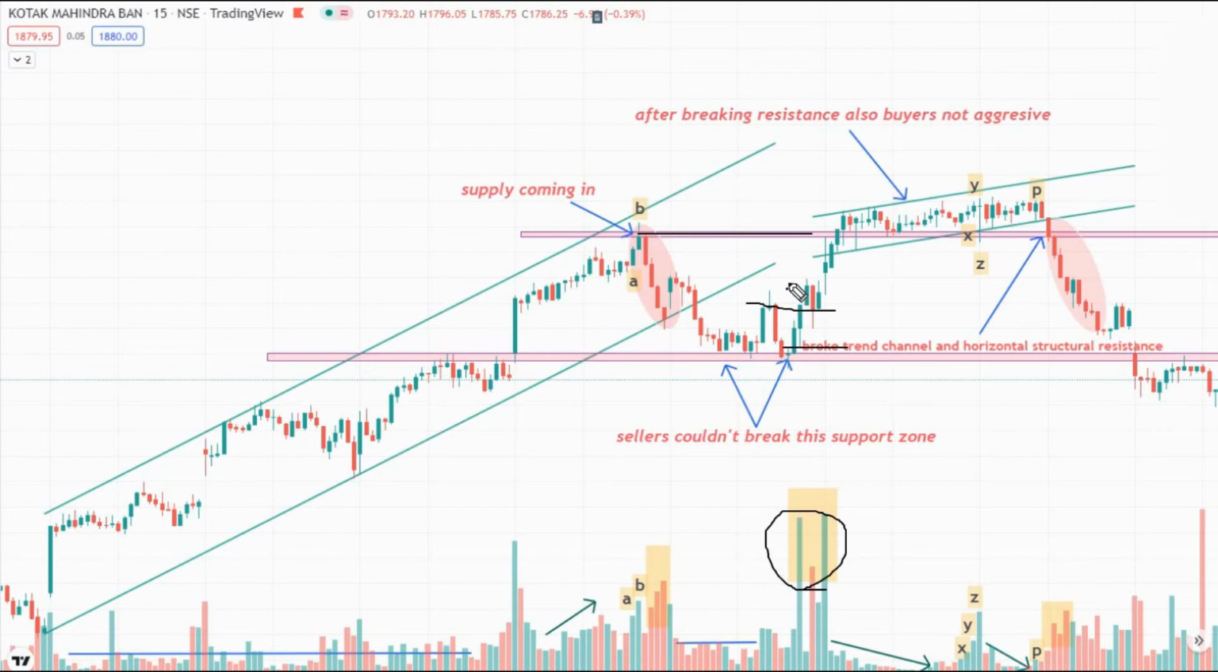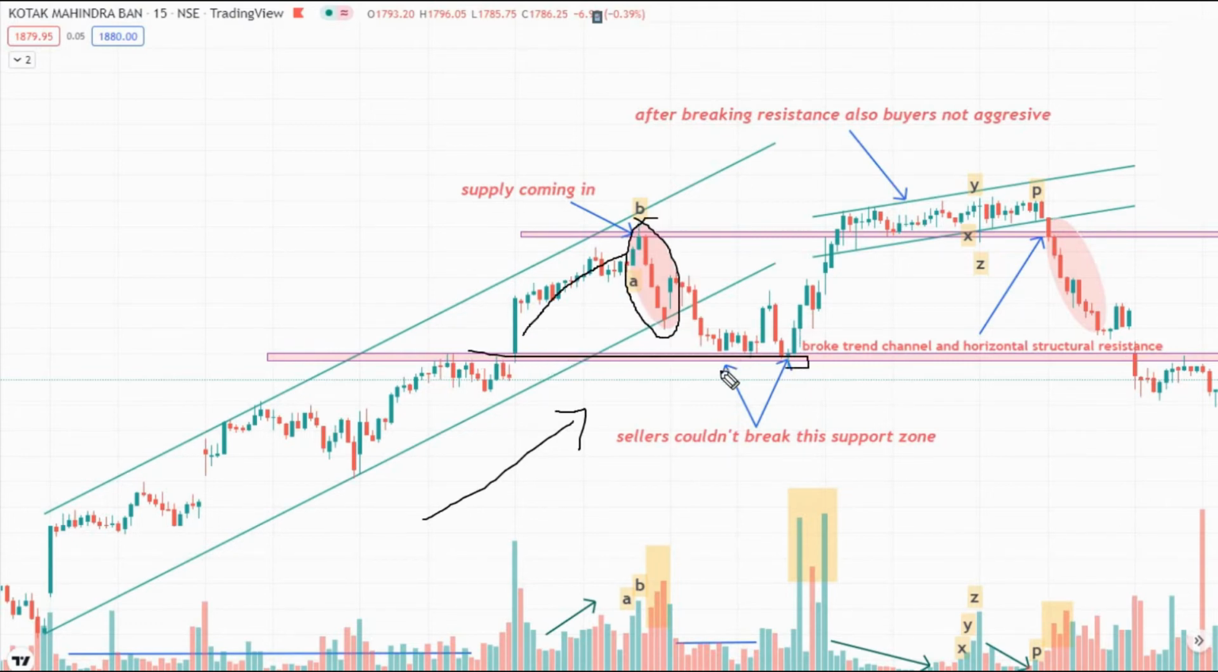Why will we buy here? Because we are in a very strong uptrend. Remember that. We are seeing a decrease in the buying momentum and an increase in the selling pressure, but here buyers are trying to defend this level very aggressively. How can we say that?